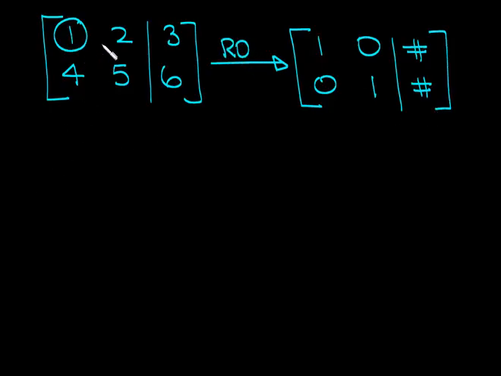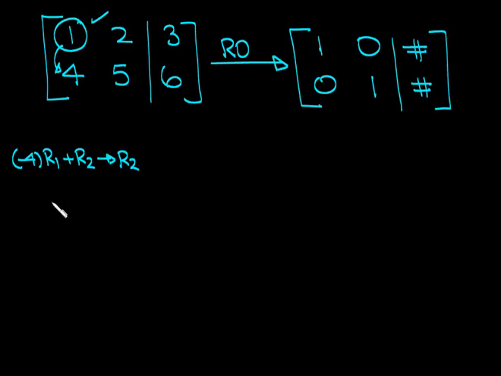So I want to get the 1 first. I want to get the 1 here. I have the 1. I'm done. I'm going to use that 1 to make everything in that column 0. So what should I multiply this 1 by, so when you add it to the 4, it'll become 0? -4. So you take -4 times row 1, you add that to row 2. That'll give us a new row 2.